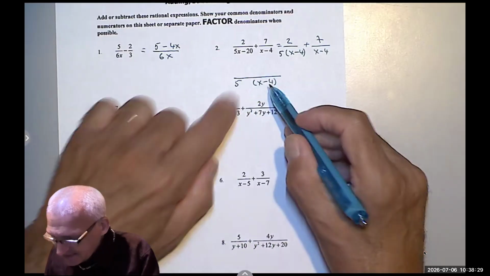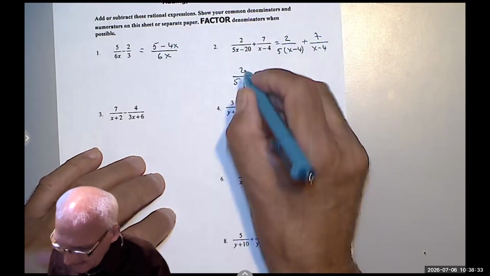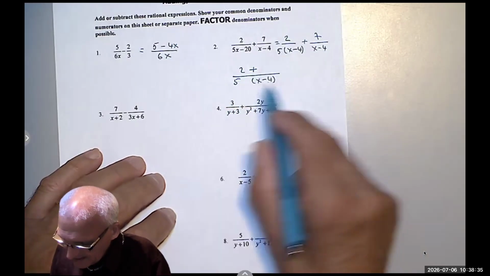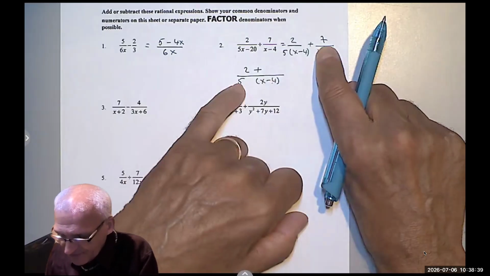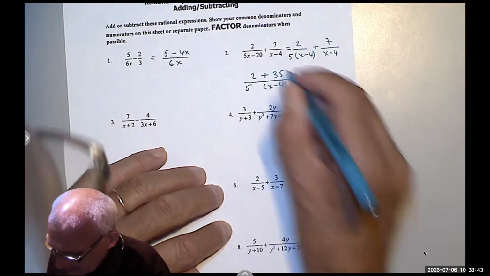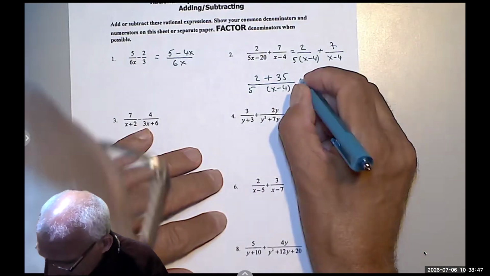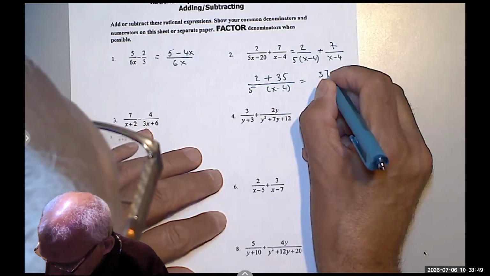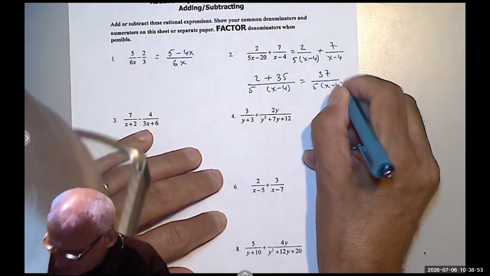When I divide this by that, I get 1, so the 2 stays the same. And then I say plus. When I divide this by that, the x minus 4 cancel, and you get 5. 5 times 7 is 35. Since those two are just constants, you add them up, and you get the answer as 37 over 5 times x minus 4.